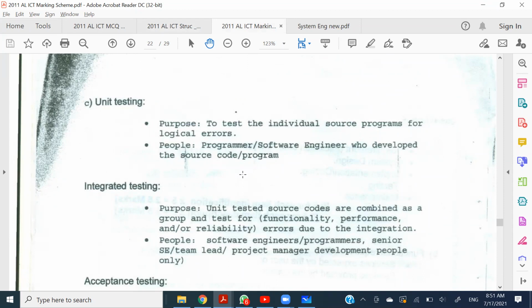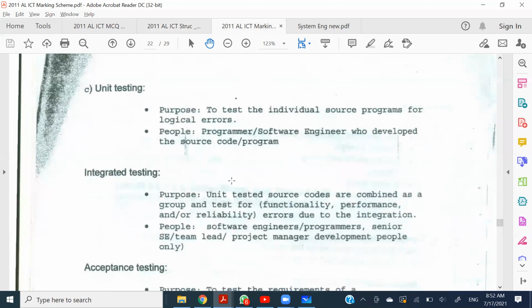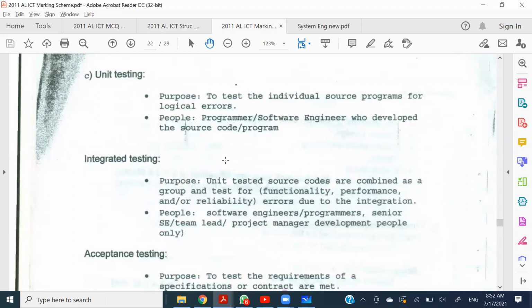So it's a small unit being tested for any bugs, right? And the people who are involved in that, definitely the programmer should be there because he's the one who's taking care of the unit, right? And again, you can go with the software engineer as well, right? And when it comes to the integration testing, the purpose is that the units will be integrated together, combining some of the units, and tested for any errors, right? That is what is happening with the integration testing.